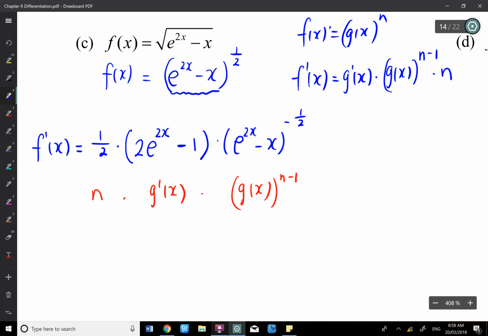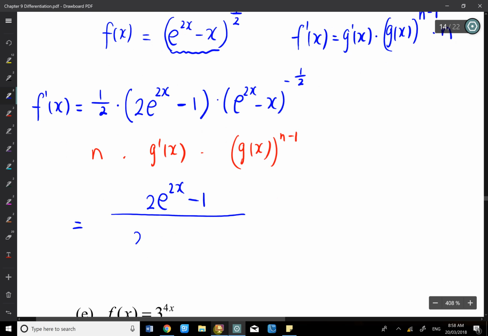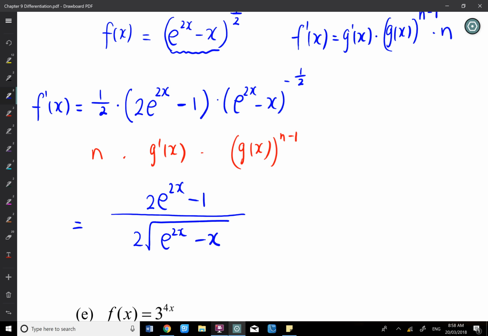So I can simplify it a little bit. The top is 2e to the 2x minus 1, over the bottom, which is 2 root e to the 2x minus x. Looks a little bit better. When I see negative a half, I want to make it 1 over square root or something. This looks a little bit better.